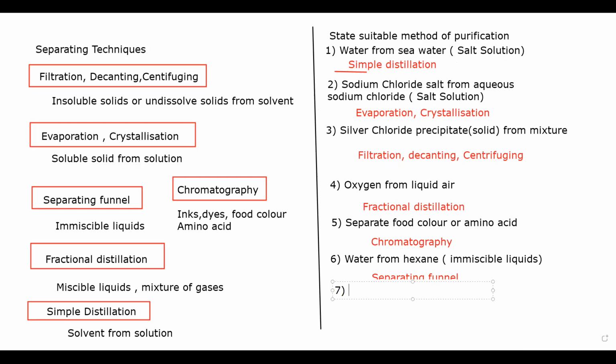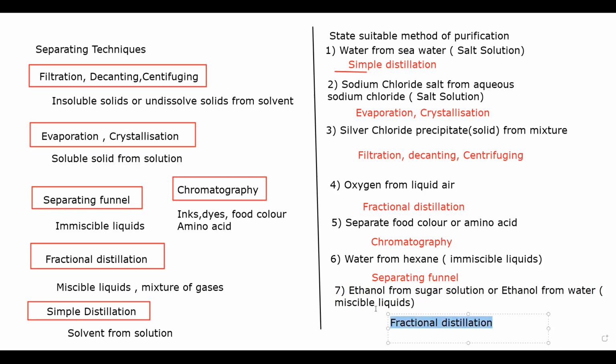So if we want ethanol from sugar solution or ethanol from water, these are the miscible liquids. So the technique which we use, that is known as fractional distillation. These are the examples of techniques which we use according to the question.